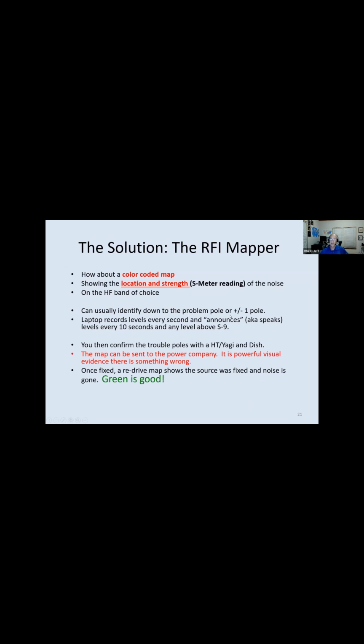I can usually identify down to a pole, and the laptop, as I drive around, records the level and announces the levels every 10 seconds. So it gives me an indication of, am I in a noisy area or not? And if I get into a really noisy area, things above S9, it'll start chirping away at every single second. It'll say S10, 10, 10, and on, or 11 or 12 or whatever.